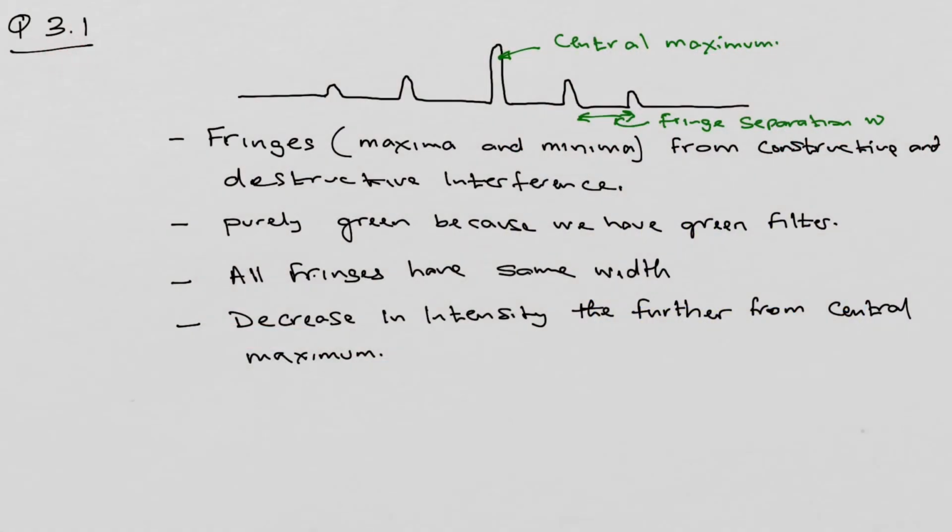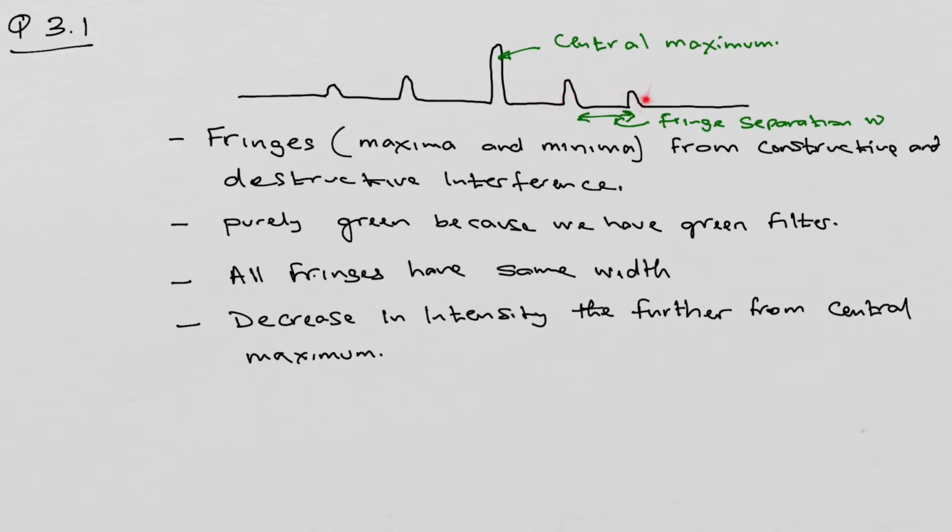Question 3.1. Describe the pattern produced on the screen. This would be a pattern produced on the screen. You would have a central maximum fringe, and you've got fringe separation due to constructive interference. Here are the fringes. These are constructive interference, and these ones are destructive. So we call that one maximum.